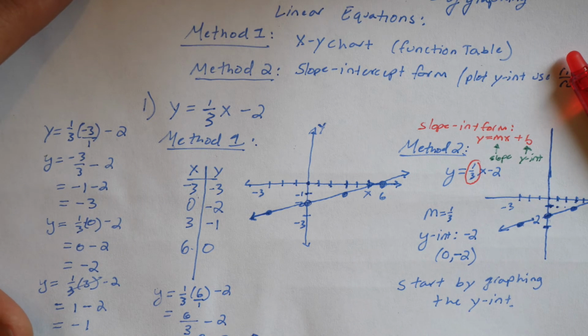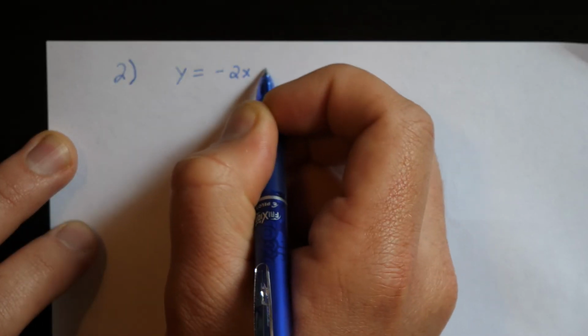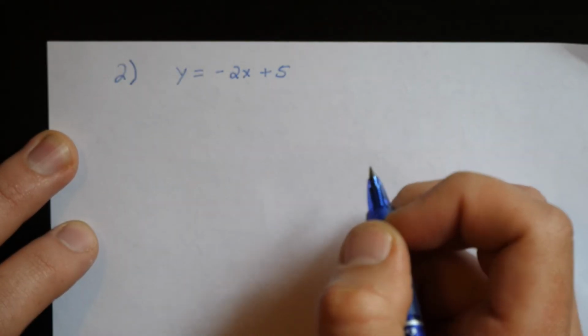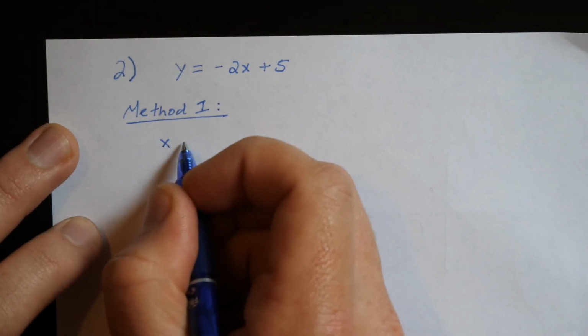Okay? Let me do problem 2 for you on your homework. So for problem 2, we have y equals -2x plus 5. And we're going to do method 1 first. Method 1 is the XY chart. So let's create an XY chart.